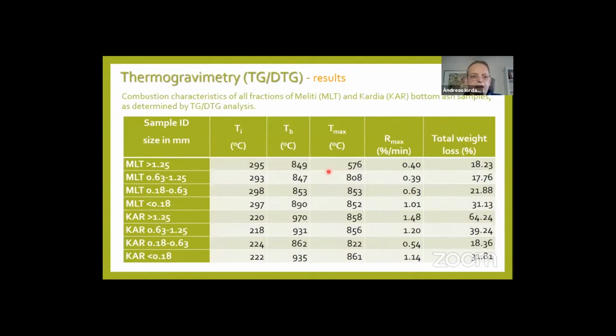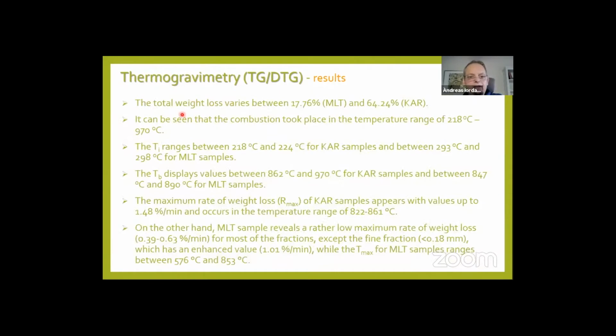analysis. And overall, when we focus on thermogravimetry, we can say that the total weight loss is rather low in the Meliti samples and rather high in some fractions of the Kardia sample. We can say that the ignition temperature ranges between these temperatures in the Kardia samples, and in some we can see higher temperatures in the Meliti samples, or there is a small differentiation. And talking about the burnout temperatures, you can see that the Kardia samples display values between these values you can see here, and the Meliti samples have some other, not far but similar values.